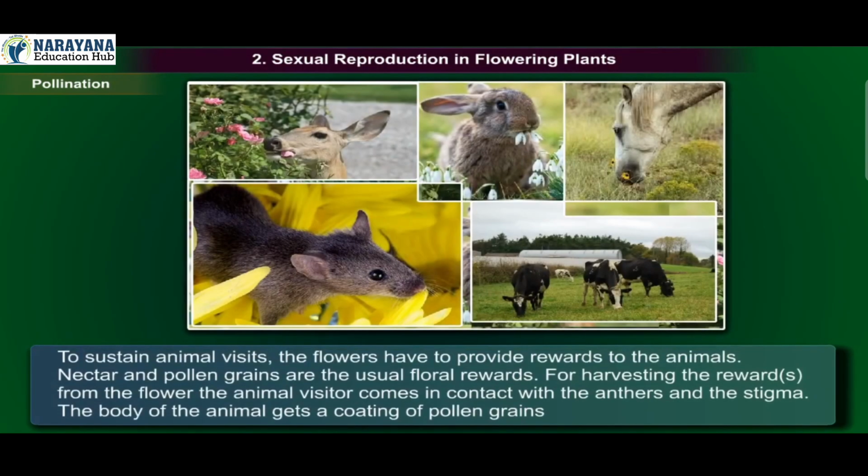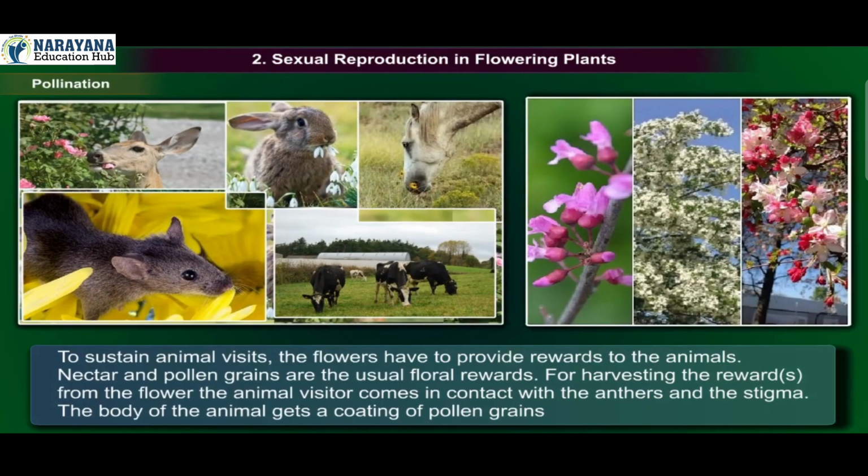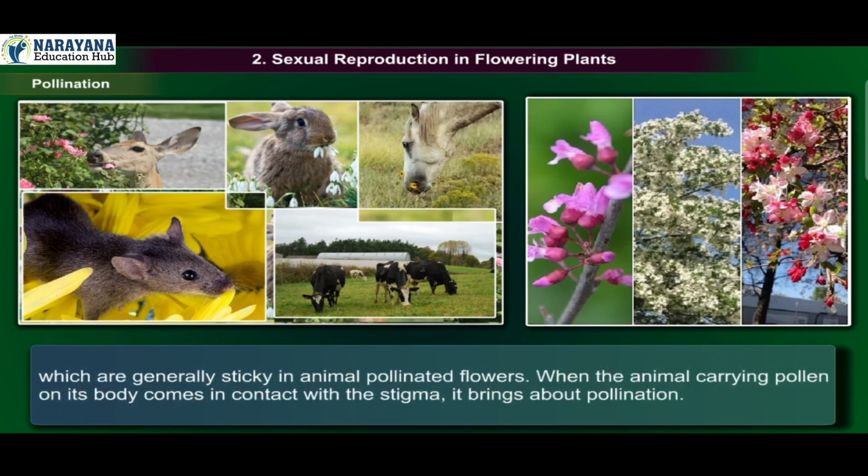To sustain animal visits, the flowers have to provide rewards to the animals. Nectar and pollen grains are the usual floral rewards. For harvesting the rewards from the flower, the animal visitor comes in contact with the anthers and the stigma. The body of the animal gets a coating of pollen grains which are generally sticky in animal pollinated flowers. When the animal carrying pollen on its body comes in contact with the stigma, it brings about pollination.